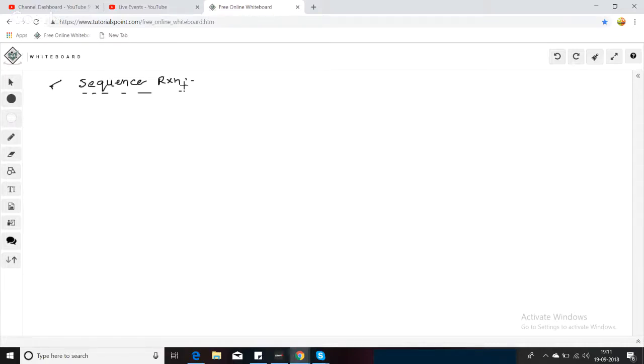Only we have to see a few formulas in this, because as I said, you cannot derive all these things in the exam. So we are going to derive certain formulas. I can give you the formula directly also, but again, it is difficult for you to memorize like that, because derivation is important for you to understand. So sequential reaction means what?